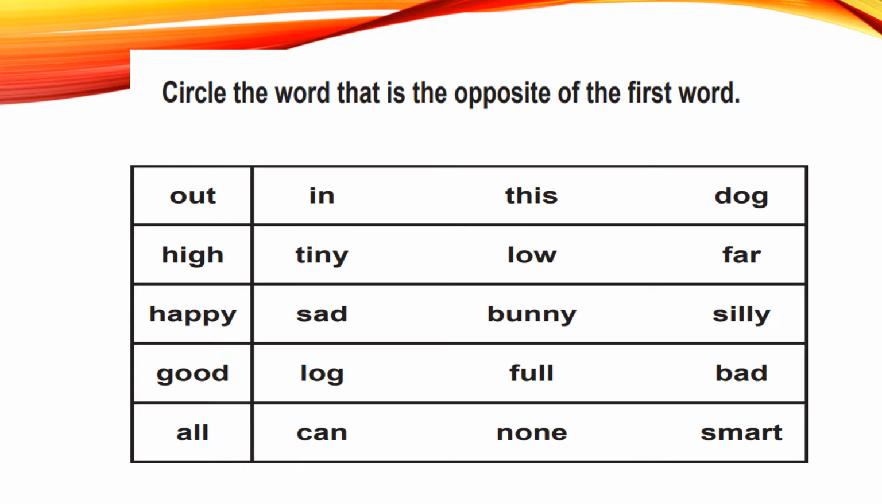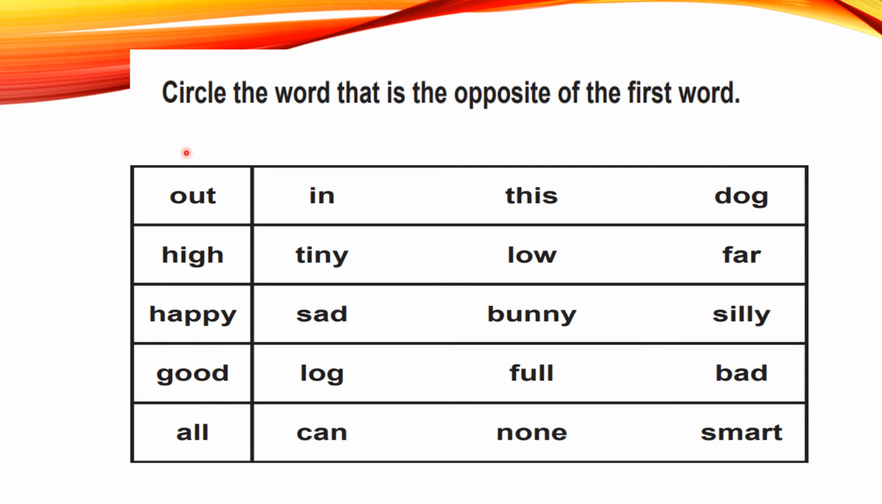Now again we will see the antonyms. This is our third part, part 3, which is very important for each and every child, as this is our reading skill. This will enhance our reading skill, specifically in opposites.